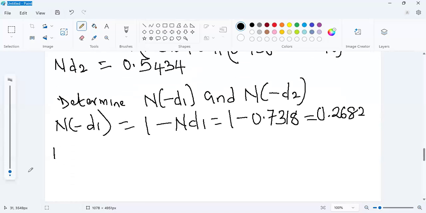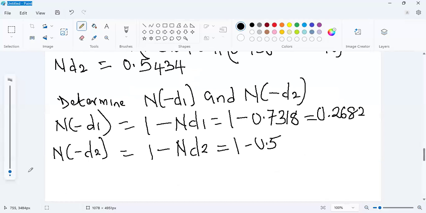Then I move to N bracket minus D2. This is equal to 1 minus ND2. This is equal to 1 minus 0.5434. That gives us 0.4566.